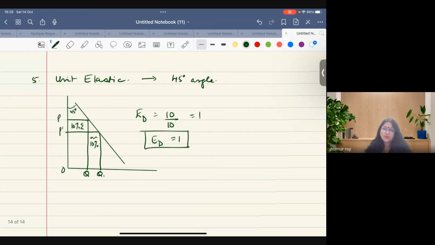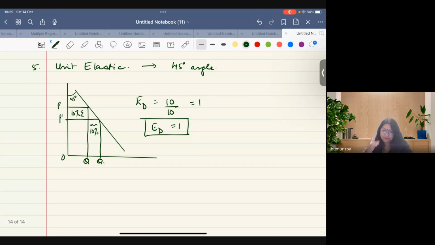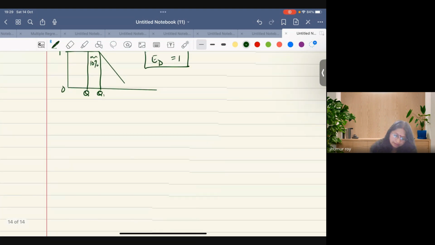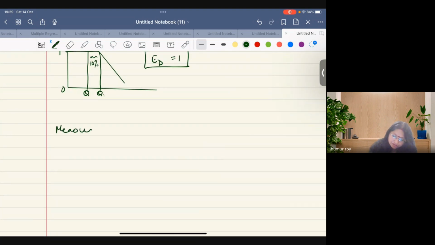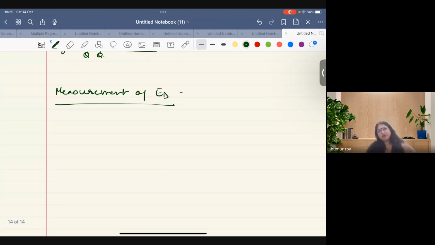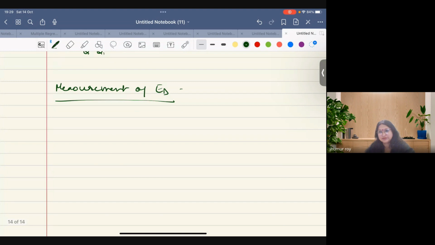Okay. So this is what we talk about as elasticity of demand. Now, after this, we come to the problem of measurement of elasticity of demand. So when we talk about measurement of elasticity of demand, there are different methods which we will be using. And the first method is the method which we just dealt with. And that method is called the percentage method.